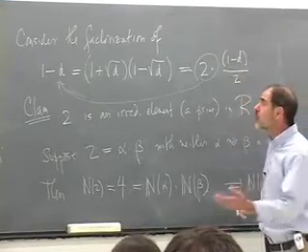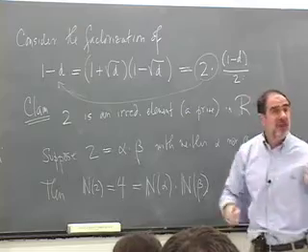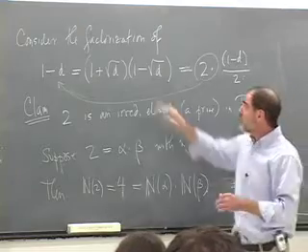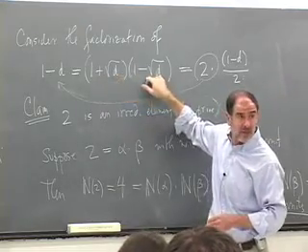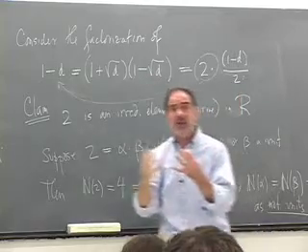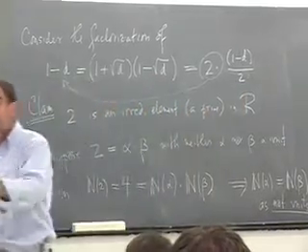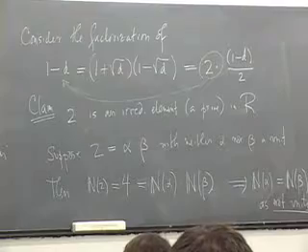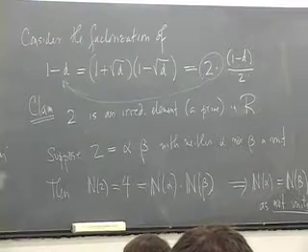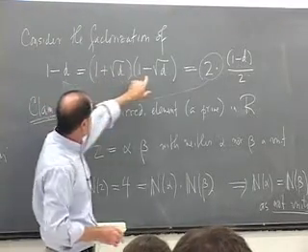Therefore, if 2 were a prime element and we had unique factorization, 2 would have to divide one of these two things, right? In a unique factorization domain, if a prime divides a times b, it divides a or b. That's by this Euclidean algorithm argument. But 2 doesn't divide either this or that.